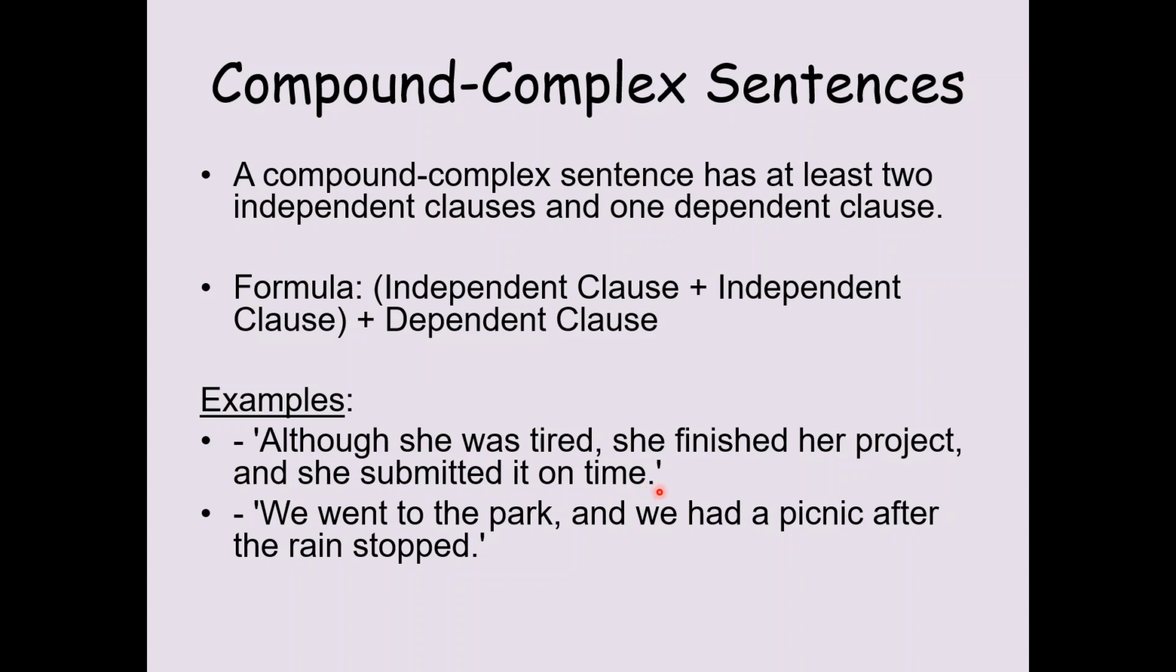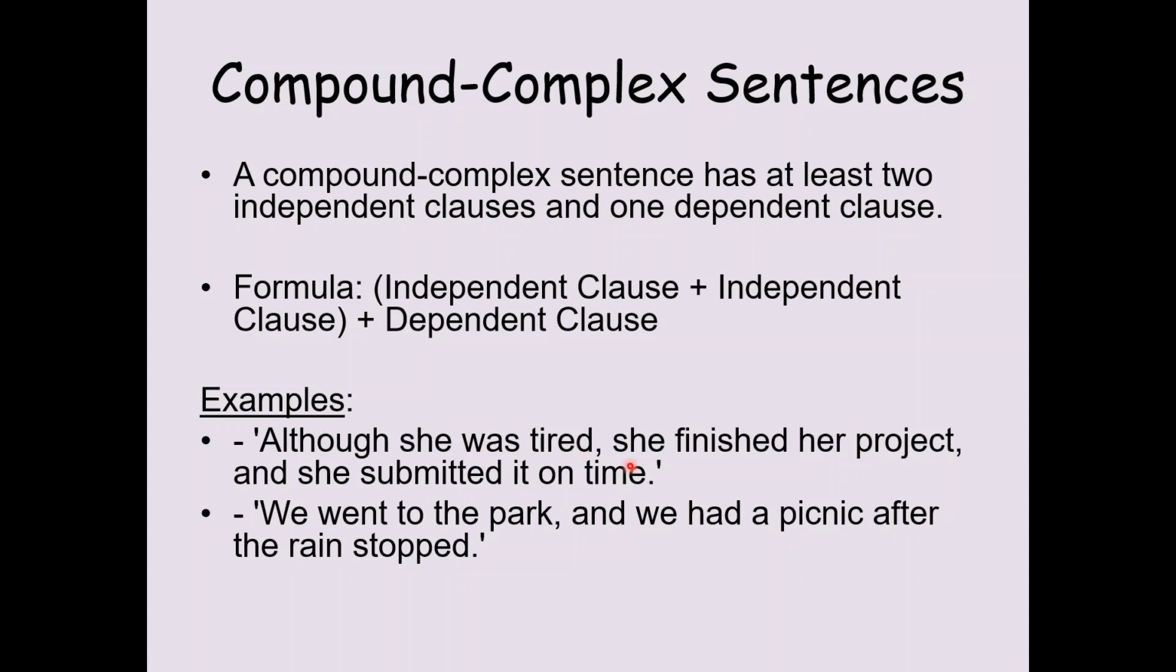So let us break this sentence apart. Here we have although she was tired. Does this part of the clause make sense on its own? No, it does not. Plus, it has the word although here, right? Which is essentially a subordinating conjunction. And the fact that it has a subordinating conjunction here tells you that this part of the sentence before the comma is a dependent clause. Plus, it does not make sense on its own.